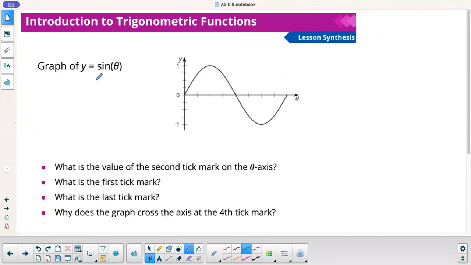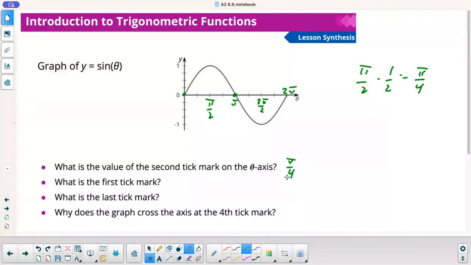All right, so lesson synthesis, graph y equals sine of theta. Here it is. Obviously, we start at the origin. It reaches the max at pi over 2, back to 0 at pi, reaches a minimum at 3 pi over 2 at negative 1, and then back here at 2 pi. What is the value of the second tick mark on the theta axis? So halfway between 0 and pi over 2, if you wanted to take pi over 2 times 1/2, because you're halfway, you're going to get pi over 4 right here.